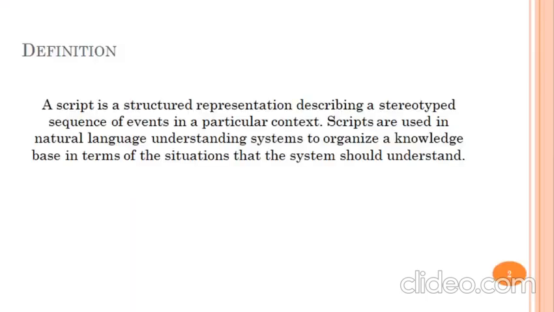The topic is script. Let's dig deep into it. Definition: a script is a structured representation describing a stereotyped sequence of events in a particular context. Scripts are used in natural language understanding systems to organize a knowledge base in terms of situations that the system should understand. To put it in a nutshell, a script is a representation of natural language into machine understanding language.